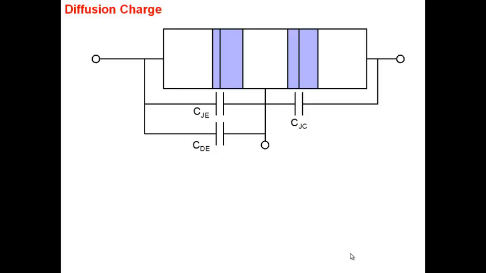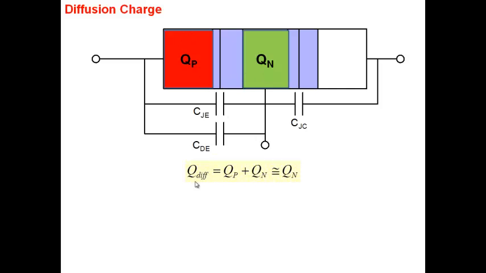So let's focus on diffusion capacitance here. When I forward bias my junction, note that electrons were injected here, so there is an electron charge here, and holes were injected here, so there is a hole charge here. These are the diffusion charges. The diffusion charge Q diffusion is nothing but QP here and QN here. But we know that emitter doping is much higher than the base doping, a factor of 50 or a factor of 100 higher. Therefore, the minority charge here is much smaller than the minority charge here.